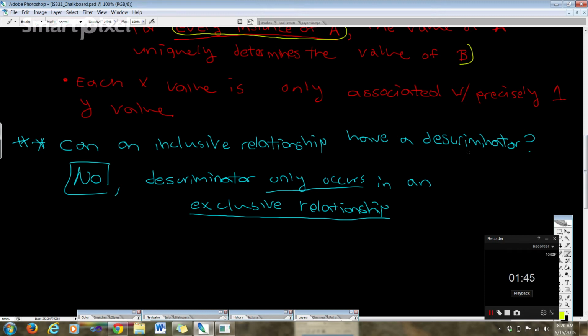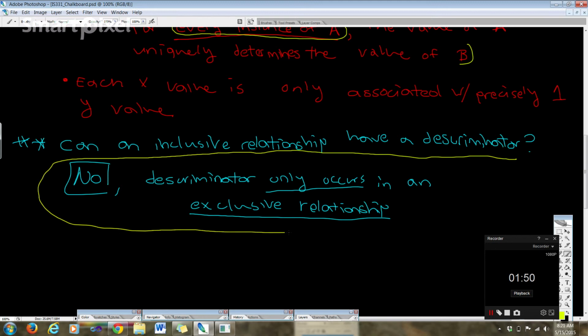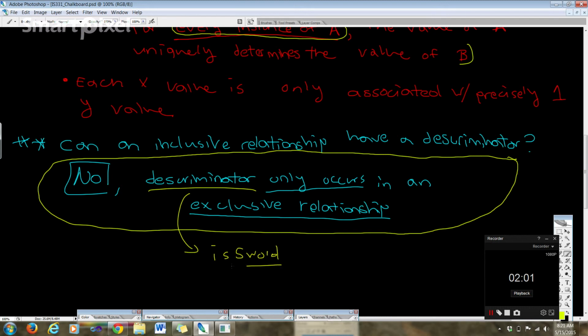And here's the big question of today. Can an inclusive relationship have a discriminator? Of course not, because a discriminator only occurs in an exclusive relationship. Remember, the discriminator was that, is sword. It was that Boolean variable. But if something is inclusive, it can be many things. So ruling out that something's not a sword wouldn't necessarily indicate that it's not a double-sided sword. I mean, saying something is a sword wouldn't give us the specifics, right?